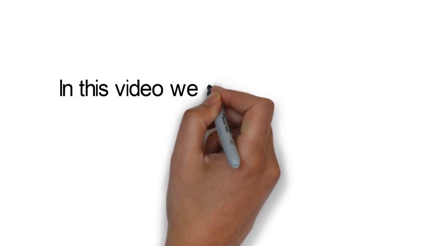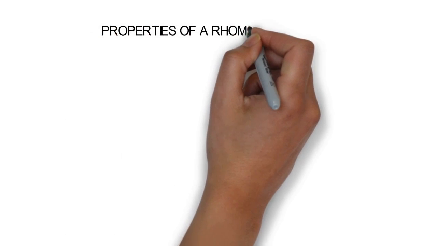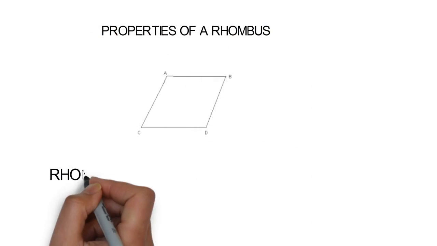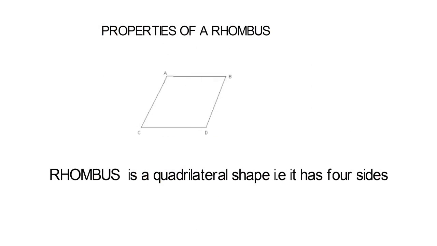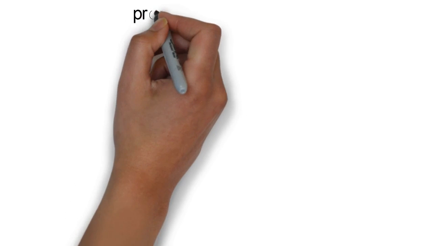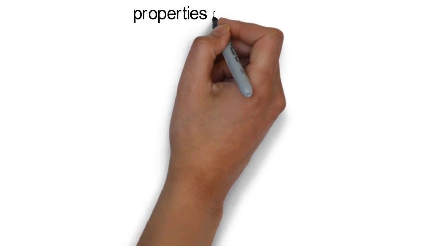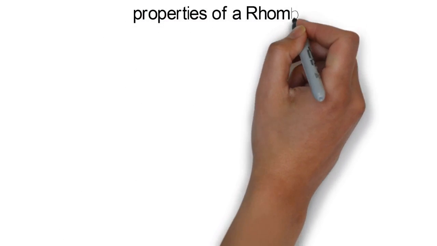In this video, we shall be looking at properties of a rhombus. So what is a rhombus? A rhombus is a quadrilateral shape. That is, it has four sides. So let's look at the properties of a rhombus.